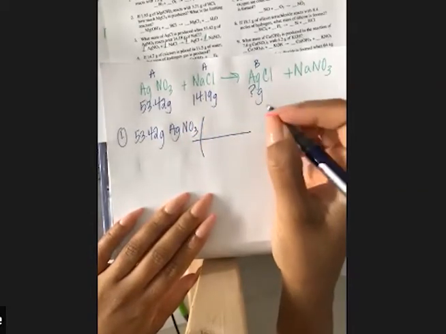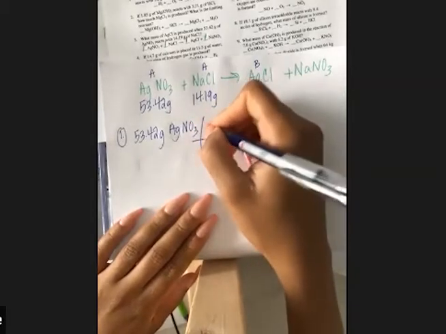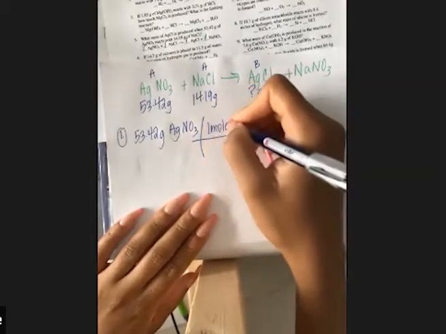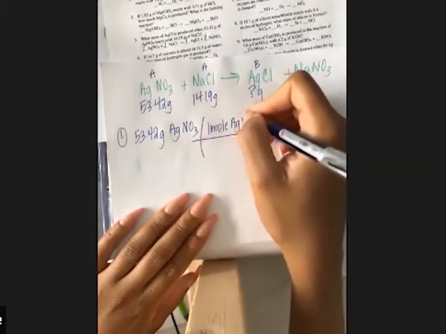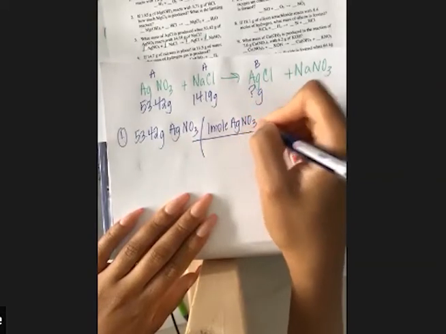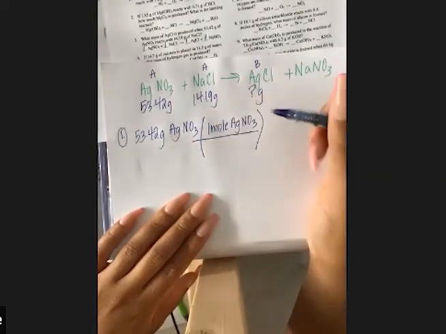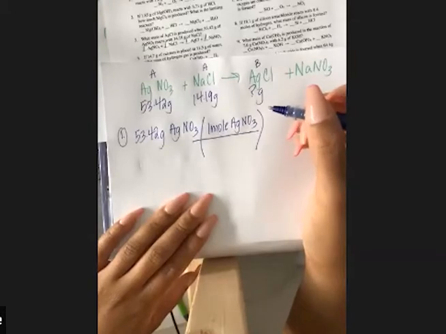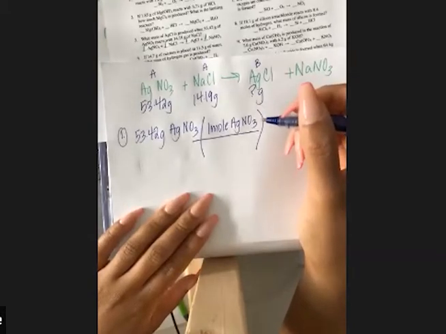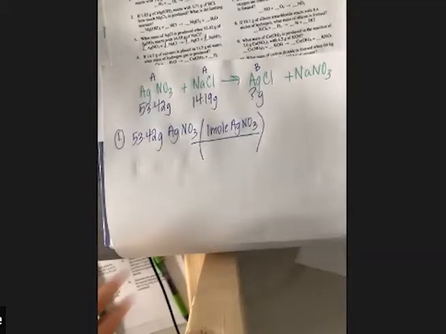Divide by the molar mass. I'm going to divide by the molar mass, so I can say 1 mole of silver nitrate is equal to, and I have to look on the periodic table to figure out what the molar mass of silver nitrate is. I got 169.88. 169? Yeah. Okay, can I get someone to second that?